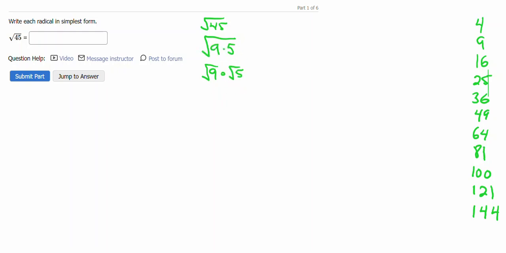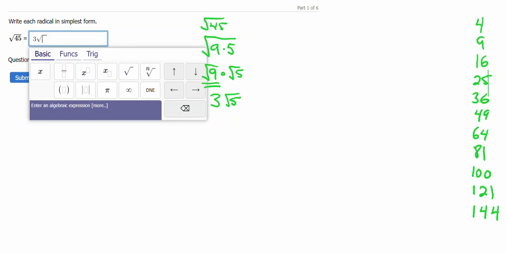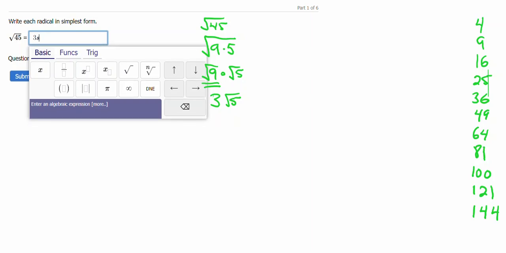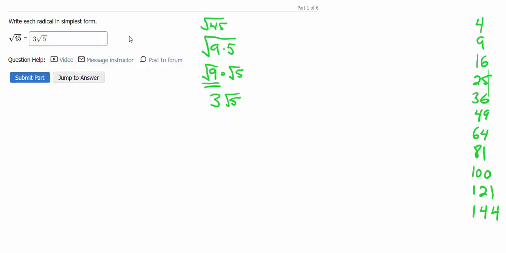Now that I've split this up, I actually know the square root of 9. It's 3. So on the next level down, this is really 3 times root 5. There you go, that is my radical written in simplest form. Let's type that in. We've got 3, and if you want to be fancy, you can type in SQRT and then 5, or you could have pressed the button as well. You probably figured that one out by now.